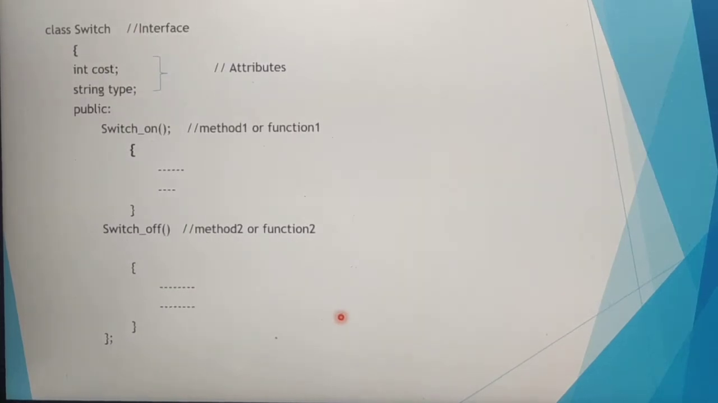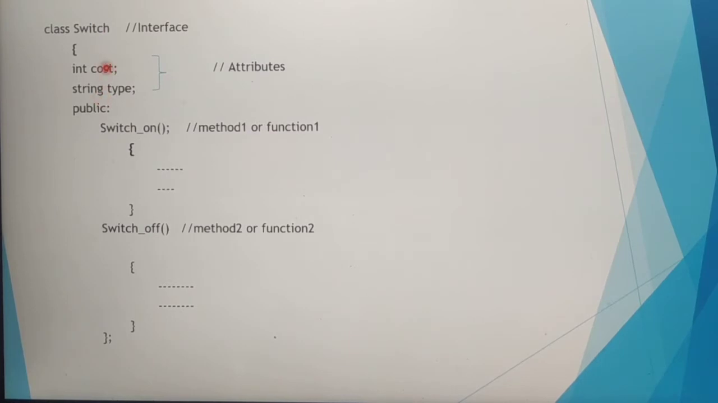Here is a simple example. This example is not given in the book, so I have given it for your understanding. Here is a class, for the previous example, given in code format. Class Switch, here switch is an interface. I have given two attributes, cost and type. Here we have two functions, which are also called methods or behaviors. Switch on is the first method, and switch off, these two methods for the class Switch.